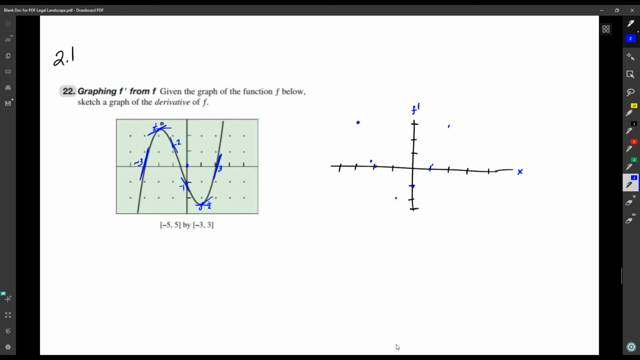And so those are the points on my graph of f prime that correspond to the tangent line slopes that I sketched in on top of the graph of f. So I'm going to connect all of these with a curve, and something like this is going to be my estimation for the graph of f prime.